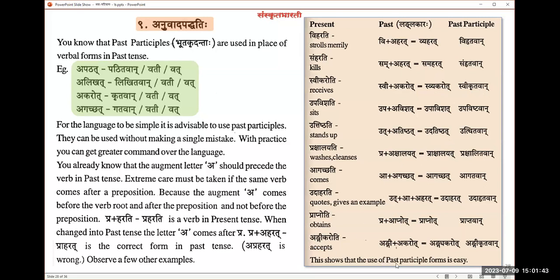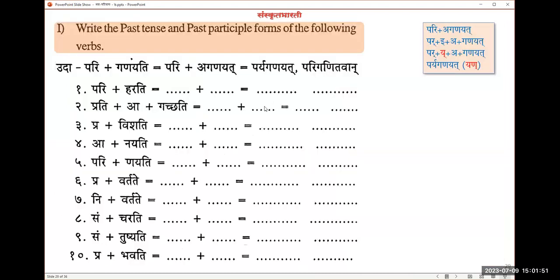This shows that the use of past participle forms is easier at a primary level. We can certainly accept that. So now, with that knowledge of how to engage upasargas with the dhatus, especially in the past tenses where akara is interceding between the two, we will see and practice some more. So write the past tense and past participle forms of the following verbs.